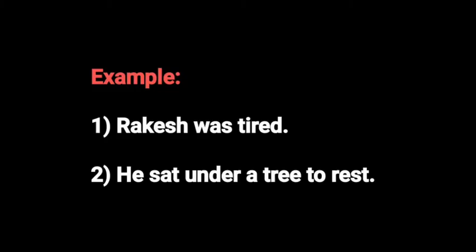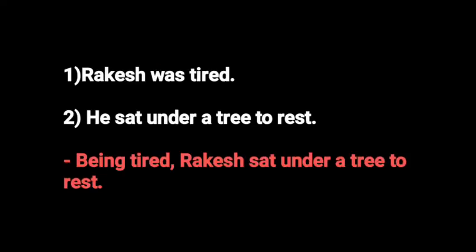By using participles, for example: Rakesh was tired. He sat under a tree to rest. These are two different sentences. Now, if we want to form a simple sentence, we must try to understand the meaning. Here, Rakesh was tired. It means Rakesh थका हुआ था. He sat under a tree to rest. वो आराम करने के लिए पेड़ के नीचे बैठा.